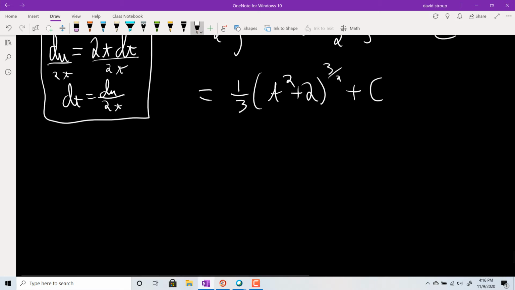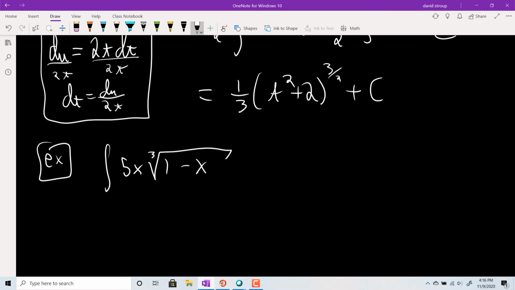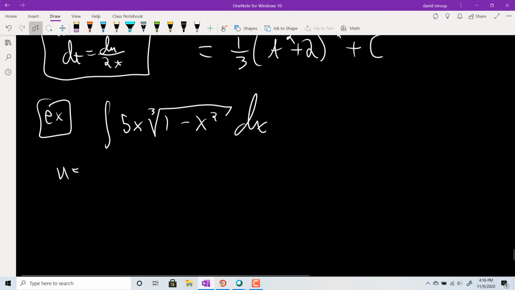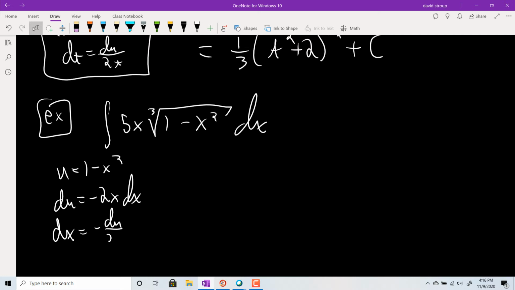So we got another one. The integral of 5x times the cube root of 1 minus x squared dx. Okay, so u, again, I'm going to just make it whatever's inside the radical there. So 1 minus x squared. du will be negative 2x dx. And then I'm going to solve for dx. So dx is negative du over 2x.